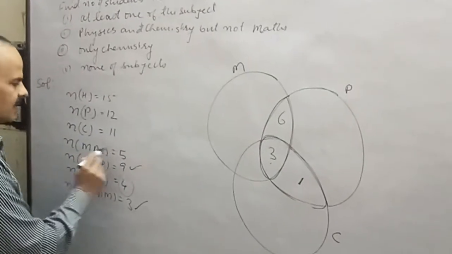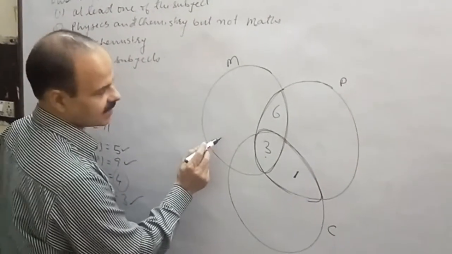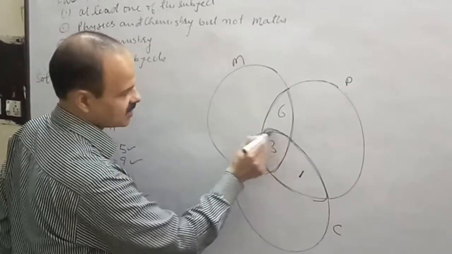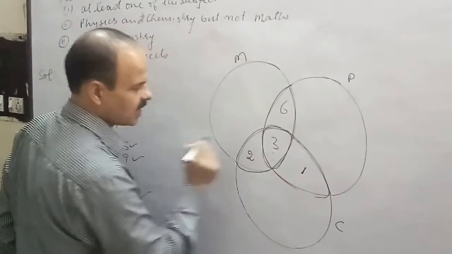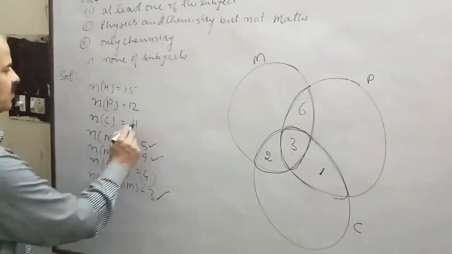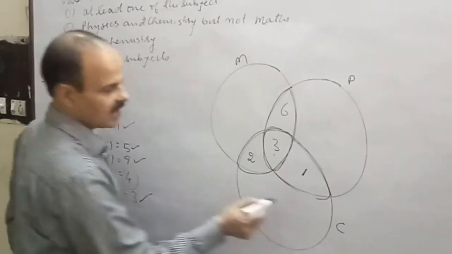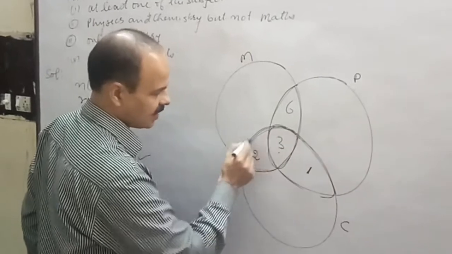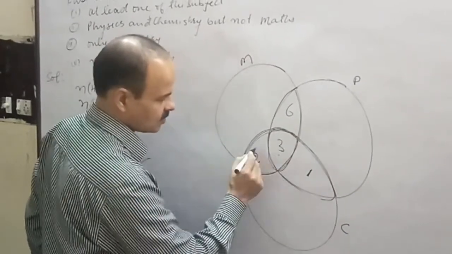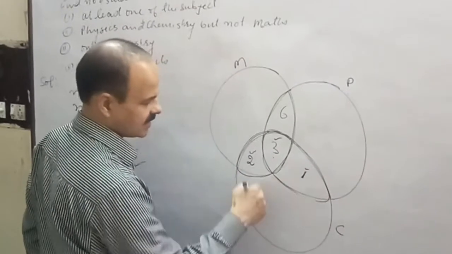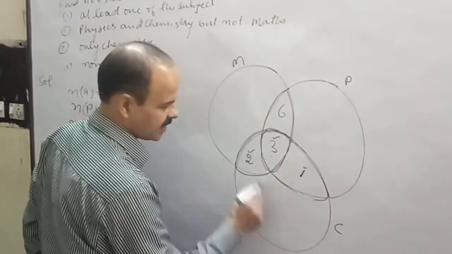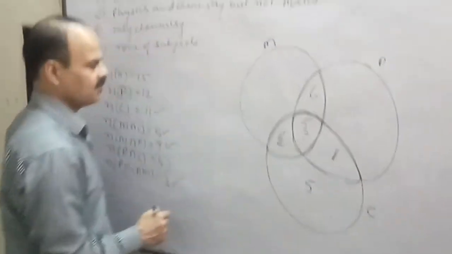And then maths and chemistry 5. Maths and chemistry, this portion is there. 5, 3 is already there, so we'll write 2 here. Now chemistry. Total chemistry should be 11. 11 students are taking chemistry. So we have got 2 plus 3, 5 plus 1, 6. And 11 minus 6 will give you 5.